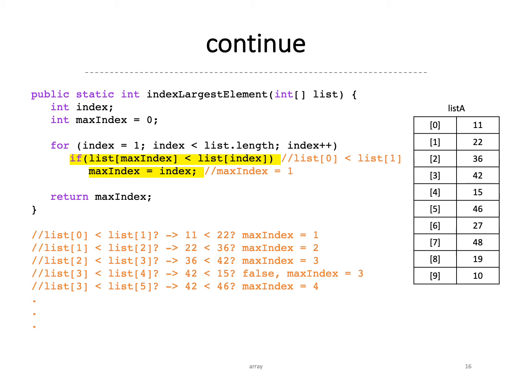Max index becomes 3. On the next round, index 3 and index 4, which is 42 and 15. Max index remains 3, as index 4 value is less than 42. It continues until the end of the array. Then, it returns the final max index value to the caller in the main method.